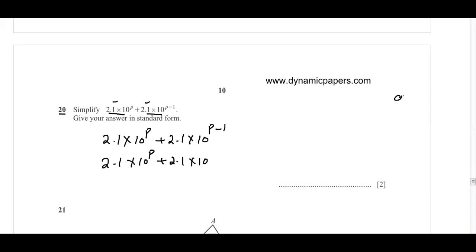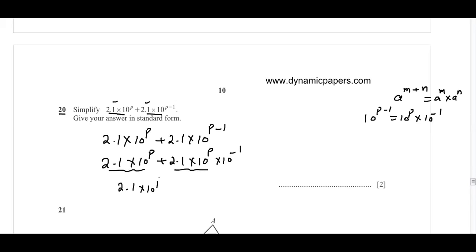You know, we have a rule: a power m plus n, I can write a power m multiply a power n. So if this is 10 power p minus 1, I can write it 10 power p into 10 power minus 1. So now you can see this one and this one exactly similar. To take this common, here I will be left with 1 plus 10 power minus 1.